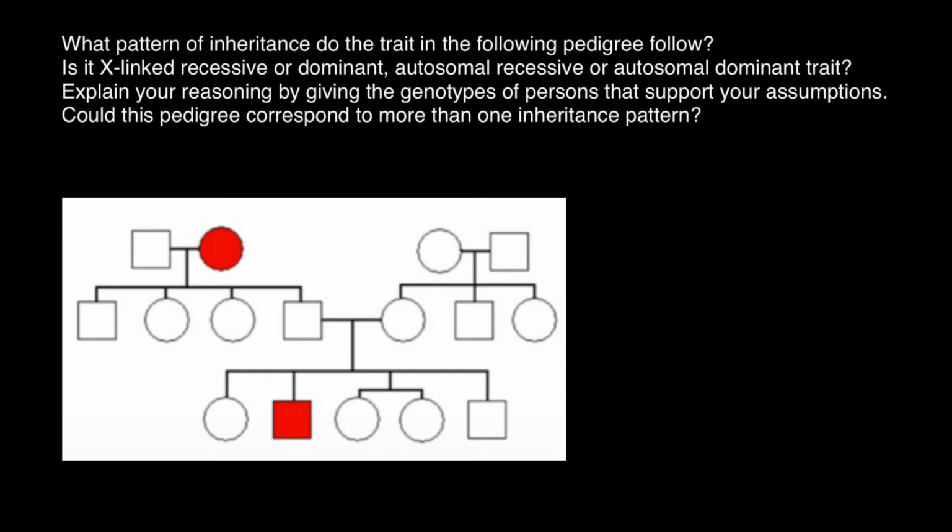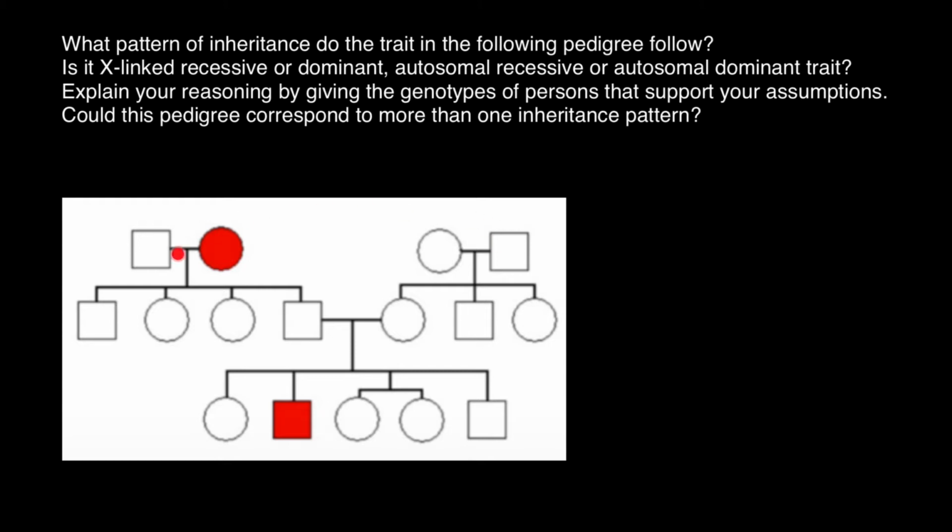Following pedigree: what pattern of inheritance does the trait follow? Is it X-linked recessive or dominant, autosomal recessive or autosomal dominant? Explain your reasoning by giving the genotypes of persons that support your assumptions. Could this pedigree correspond to more than one inheritance pattern? So how are we going to solve this problem?